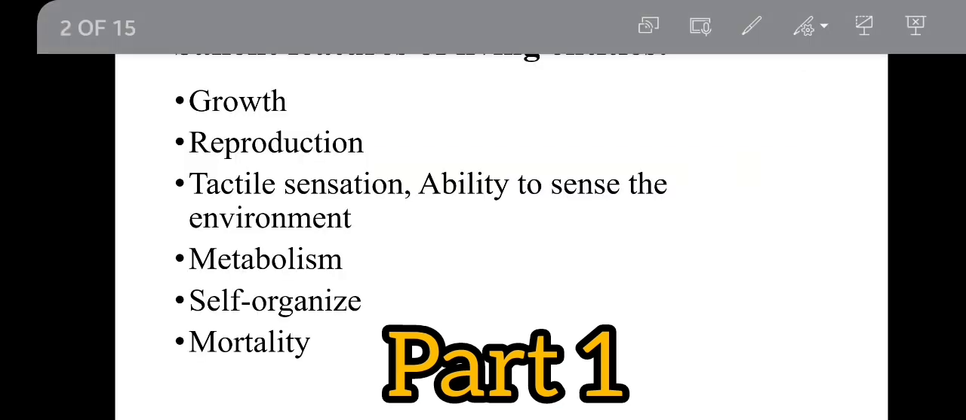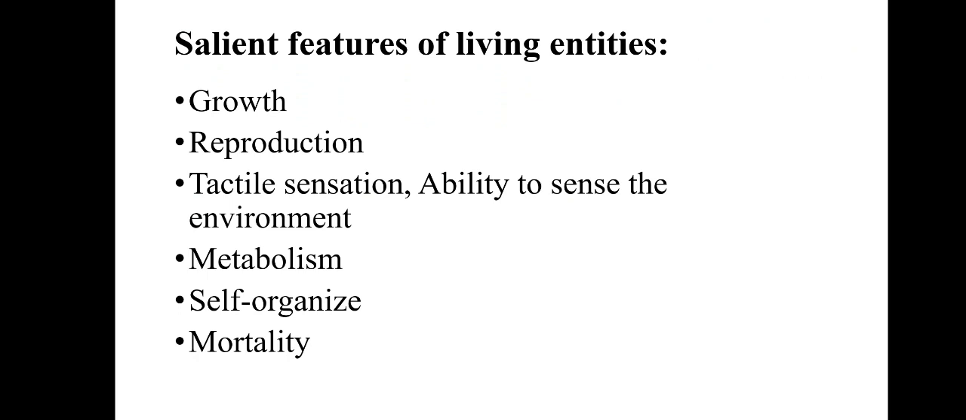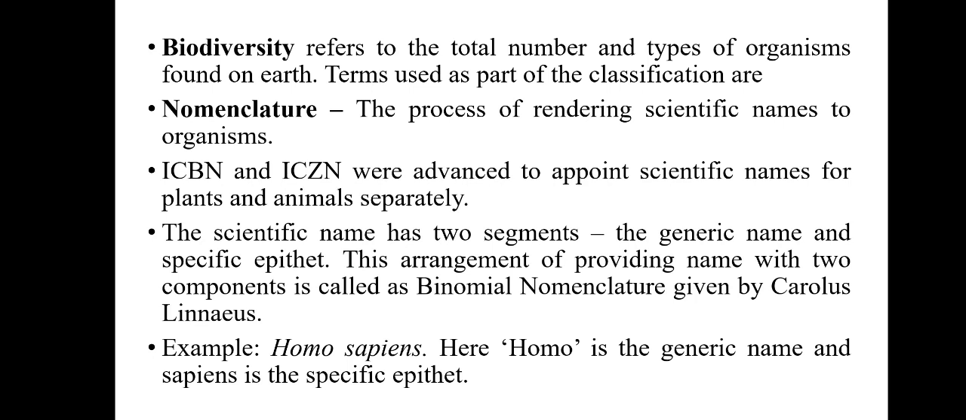So let's start. At first, the chapter 1, which is diversity in the living world. First of all, these are the salient features of living entities: growth, reproduction, sensation (the ability to sense the external environment), then metabolism, which includes catabolism and anabolism, that means synthesis of something and breakdown of something, then self-organization, mortality. All these are characteristic features of a living organism.